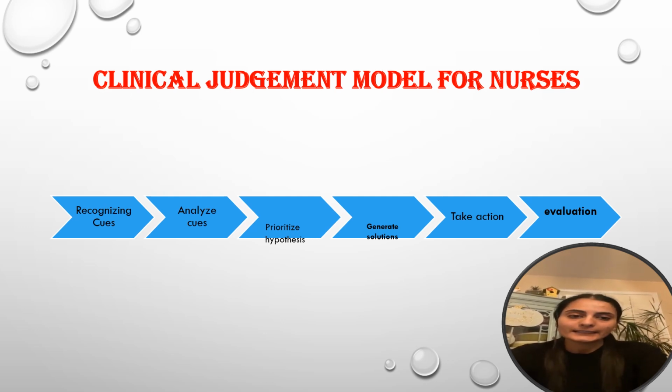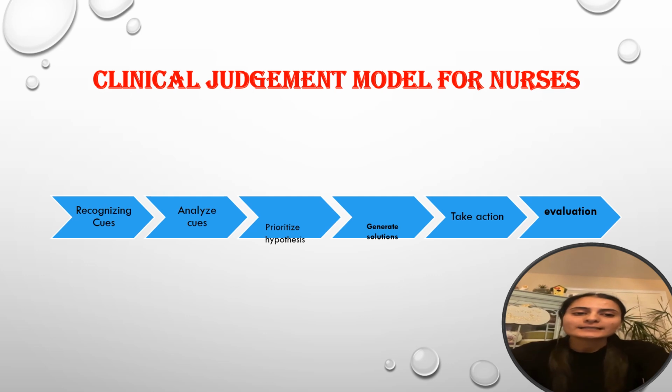The next stage is analyzing. In this phase, the nurse analyzes the gathered information. They consider the patient's medical history, signs, symptoms, and risk factors. They may use tools like medical guidelines, protocols, and their clinical knowledge to identify potential issues. The third step is generating hypotheses. Based on the analysis, healthcare professionals generate one or more hypotheses or possible explanations for the patient's condition. These hypotheses are educated guesses about the underlying problem.